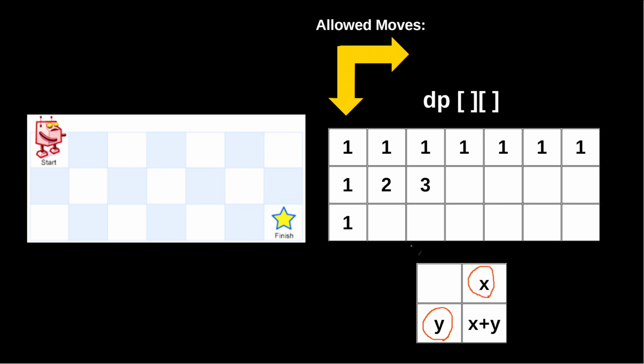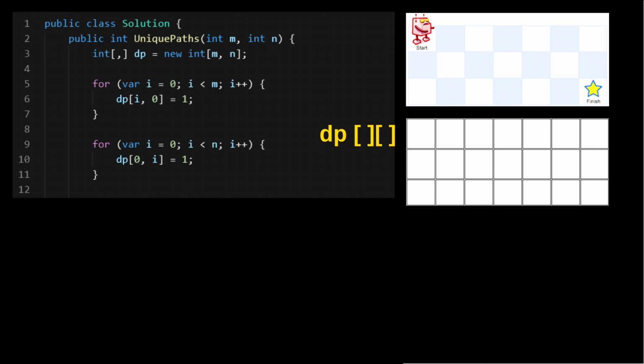So now that we understand how to populate this matrix, let's jump into the code and actually do it. This C# code is provided in the GitHub links below. We are given M and N, which are the dimensions of the grid. M is the number of rows and N is the number of columns. First, I initiate a DP matrix with the same dimension as the grid. And then I use a for loop to populate the top row with the value 1. Similarly, I use another for loop to populate the first column with 1.